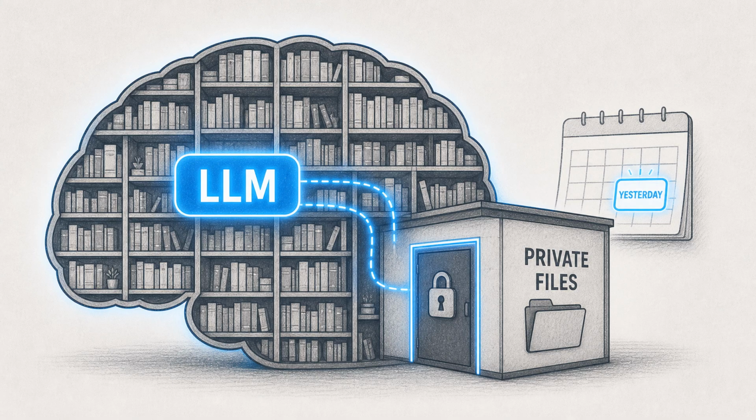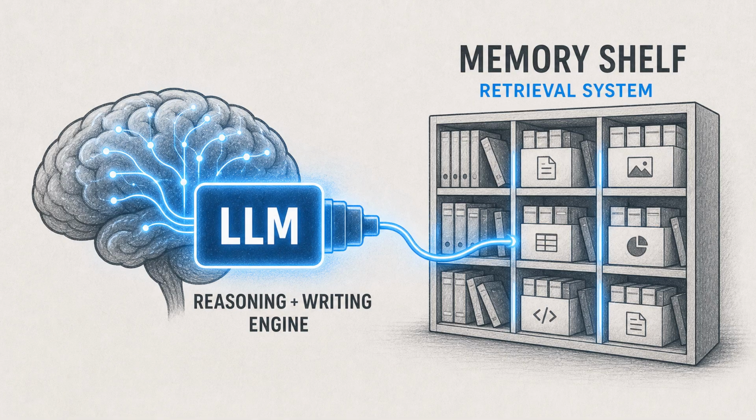Large language models are trained on huge amounts of text, but they do not automatically contain every private file, recent policy, product manual, support ticket, or research note. They also do not magically know when your organization changes something yesterday. A useful way to picture RAG is as a brain extension. The model is still the reasoning and writing engine. The retrieval system is the memory shelf it can search when the answer depends on specific facts.